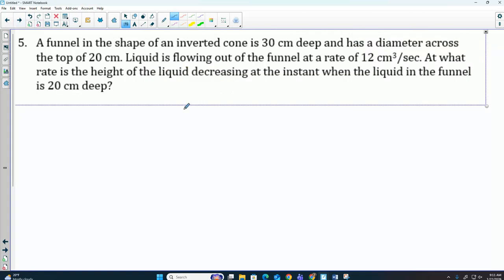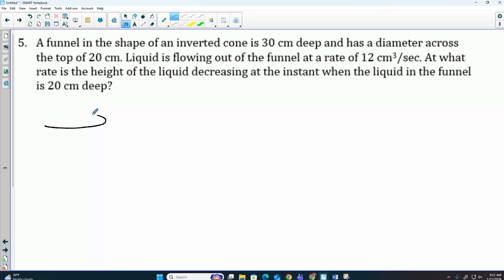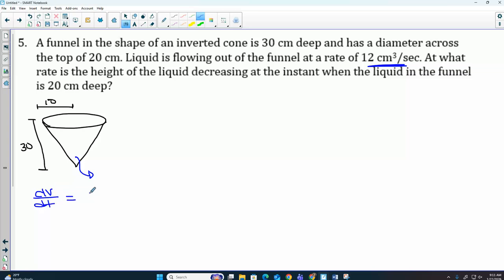A funnel in the shape of an inverted cone. So we have an upside down cone, 30 cm deep. So that's my height. It has a diameter across the top of 20. We never need the diameter, we just need our radius, so that means the radius is 10. Liquid is flowing out of the funnel at a rate of 12 cubic centimeters per second. Cubic, so I'm talking about volume, so dV/dt. Okay, but it's not just 12.